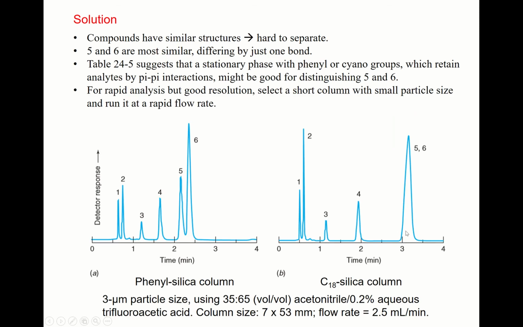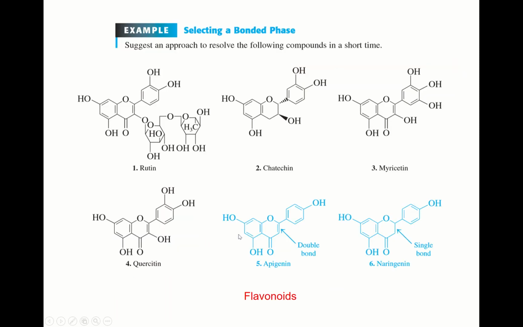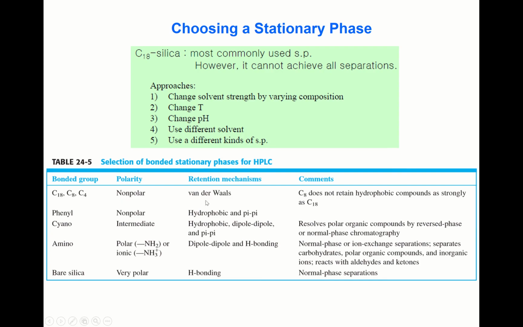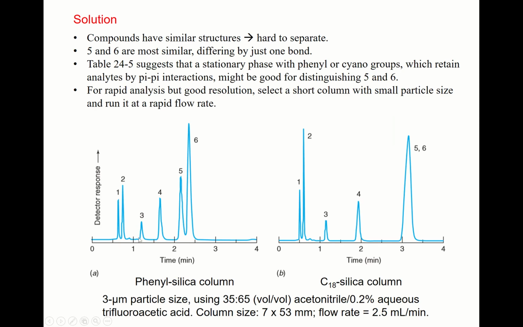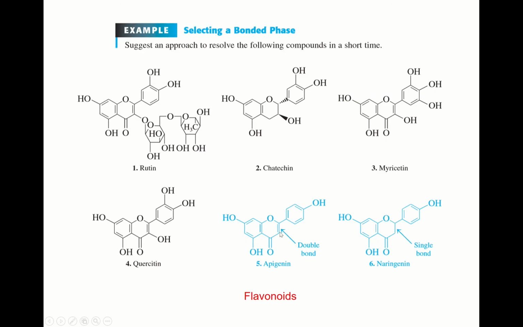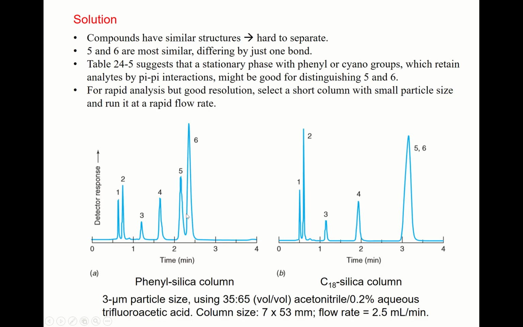In the meantime, this one is obtained with an octadecyl silica column. With octadecyl there are no pi interactions. But the other compounds, 1, 2, 3, 4, are well separated with this octadecyl bonded column. Since compound 5 has pi interaction, pi electrons, it is well separated. Then compound 6 comes out after compound 5.